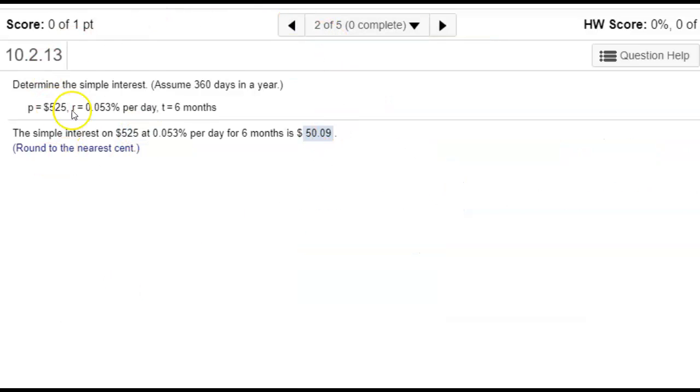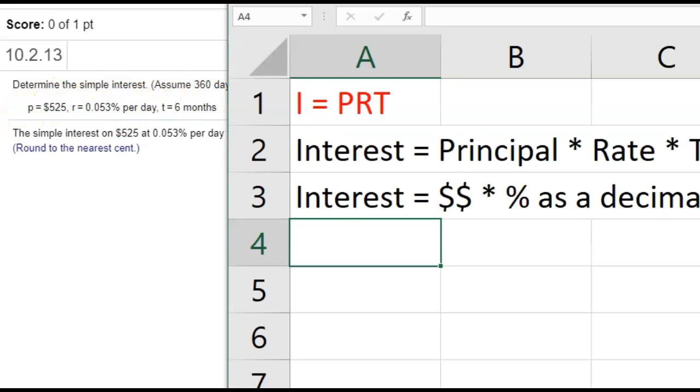Number 2, we have another simple interest problem similar to question 1. So for more of a detailed breakdown of the simple interest formula, see question 1. I talk through it a bit more. Going to just plug these values into the formula where they go. Our interest is P times R times T. P is the principal, so it's 525 multiplied by our interest rate as a decimal.